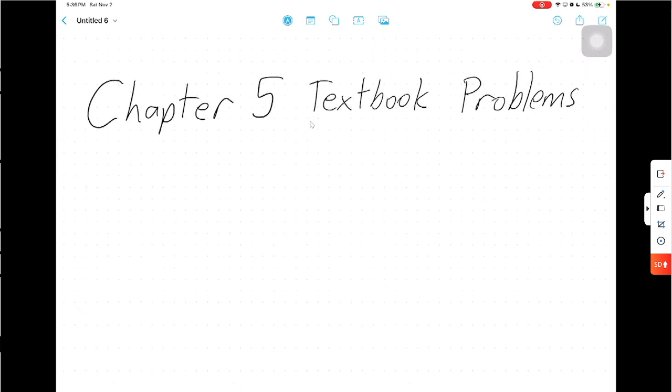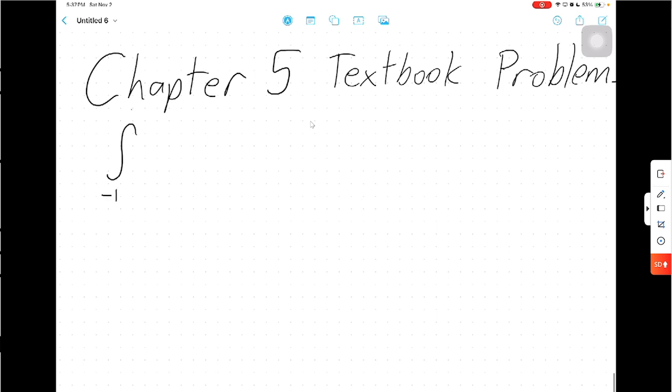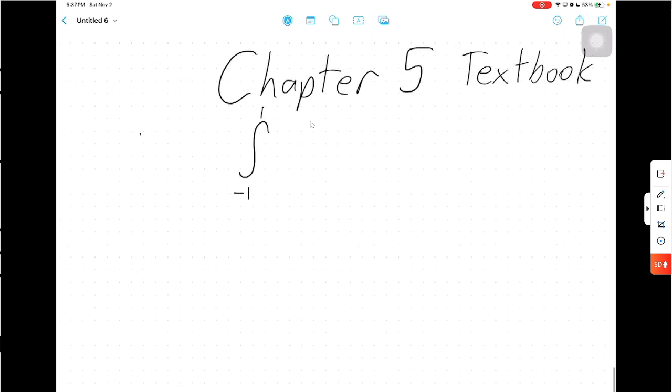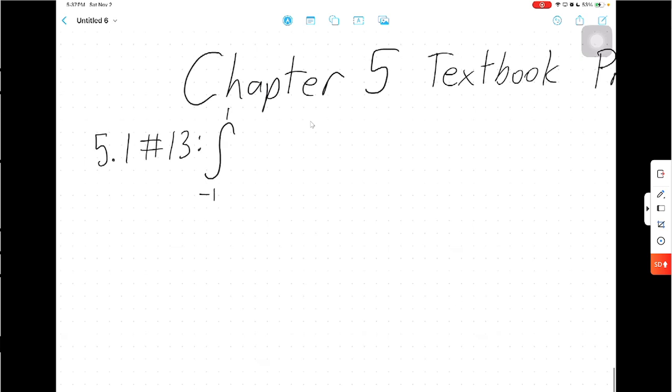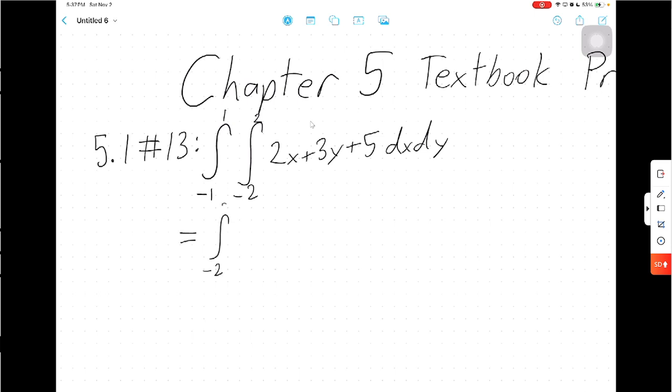All right. There's 4 problems to go, and that's every single textbook problem. (5.1) number 13, which is calculate the integrals by interchanging the order of integration. Okay, because these are rectangular, by Fubini's theorem, we can just straight up change them.